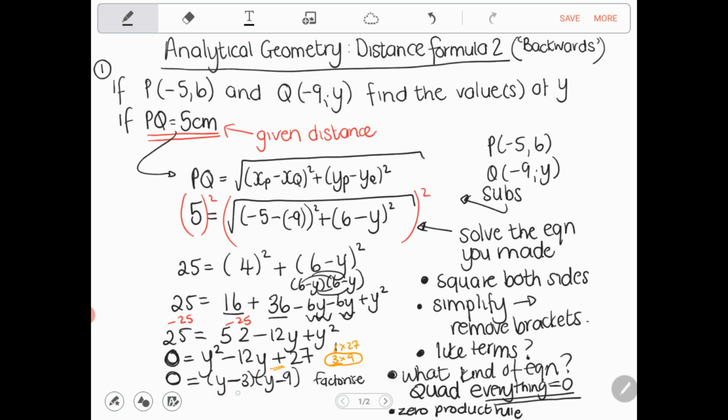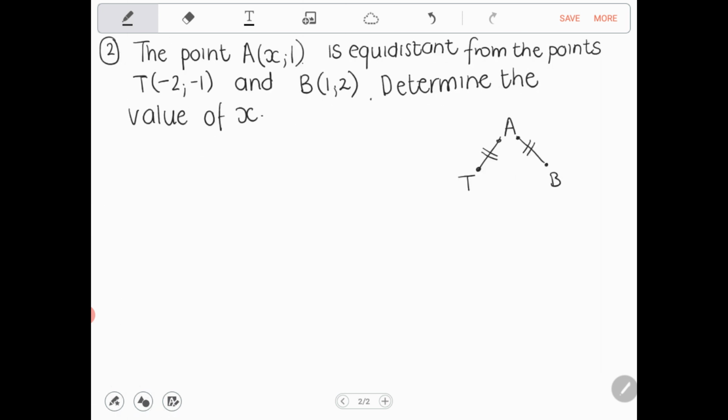Okay, so y minus 3 must be 0, or y minus 9 must be 0. And then you solve each little one. So y could be 3, or y could be 9. And those are your two solutions that you can have for that equation. Okay, let's try another one.